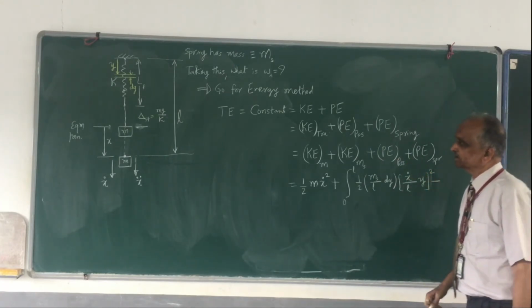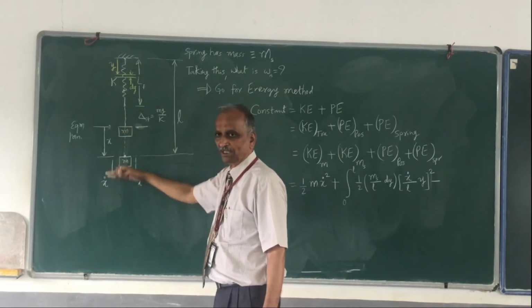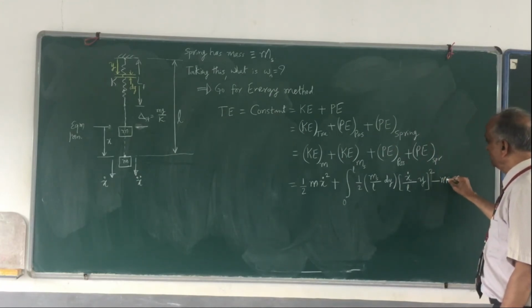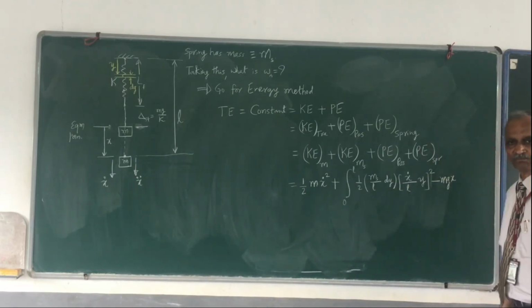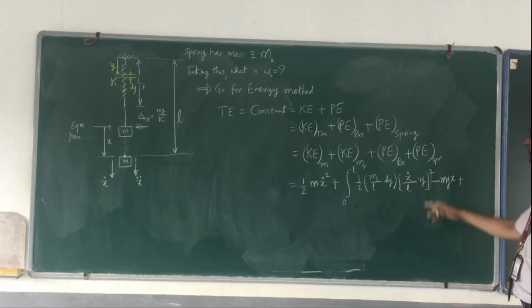Then the potential energy because of position. Is it minus or plus? The mass has come down, therefore it is minus. That is minus mg multiplied by x. Then plus the energy stored in the spring.